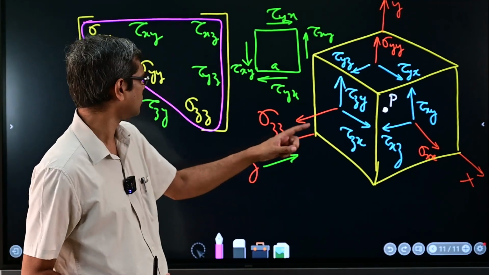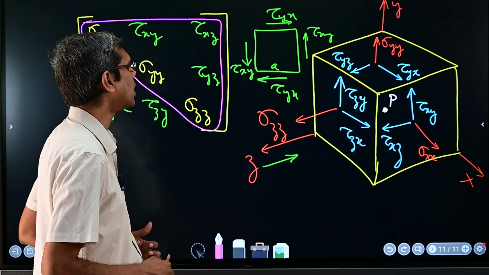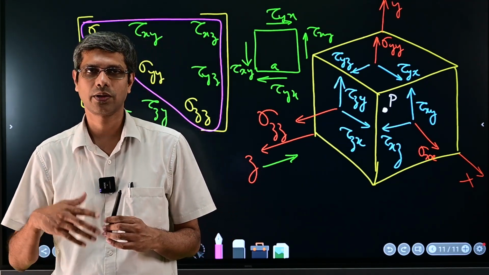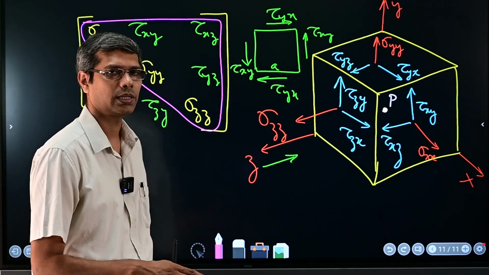But the components will change. How they will change in a particular condition and why they are important will be the topic of discussion in the next segment.